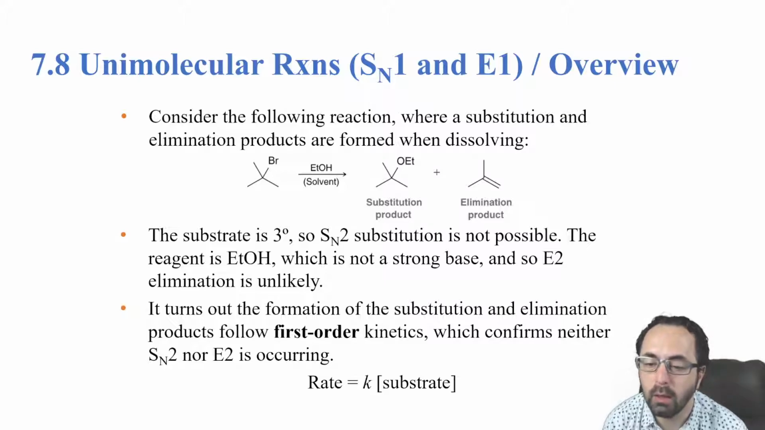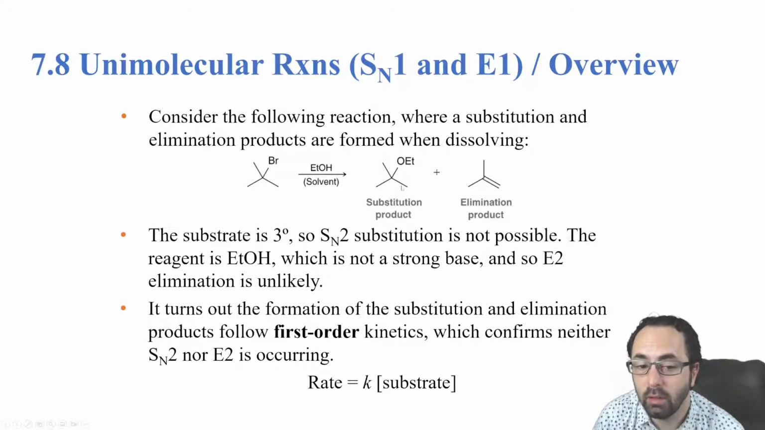So there's going to have to be another reaction mechanism that would have to occur for these substitution and elimination products to be made. And these are going to go through first order reaction kinetics, in which the rate is dependent only upon the concentration of the substrate. This is because this is going to involve a two-step mechanism, and the slow step will be the one in which the leaving group leaves, which will be the first one. And so only the substrate will be involved in that step. The nucleophile or the base will not, and so it will not be included in the rate.